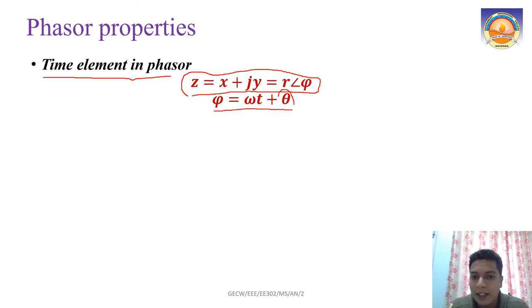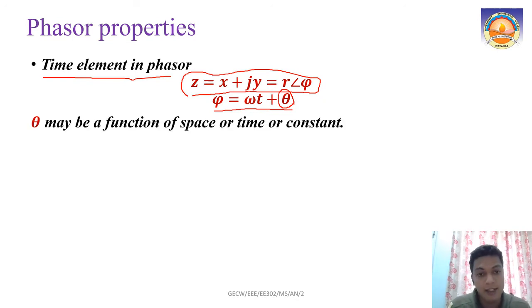Theta is with respect to a reference, and it can be anything, it can vary, meaning theta may be a function of space or time, or you can say it is a constant. As we mostly see in power system analysis, theta will be a constant value, independent of space or time. So this phi we can take as omega t plus theta.